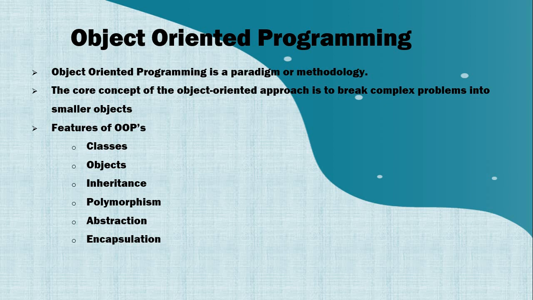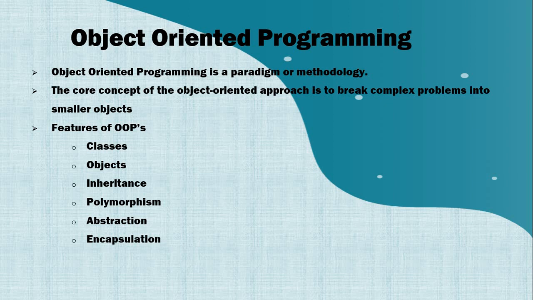Next are some of the basic features of object-oriented programming. Object-oriented programming is a paradigm or methodology used to design or build programs using classes and objects, and it simplifies software maintenance and development as it provides the facility of breaking down the entire problem into smaller objects.